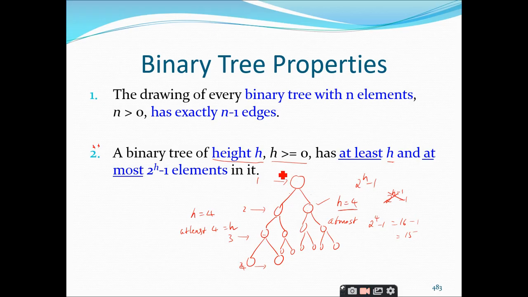Yes, sir. Right. So what modifications should I make if I take the root node at level 0 and the remaining nodes incremented? So what is the height here? 3, sir. Now tell me, what is the at least number of nodes? It is equal to h plus 1, sir. Super, right? And what about the maximum? 2 power h plus 1 minus 1.